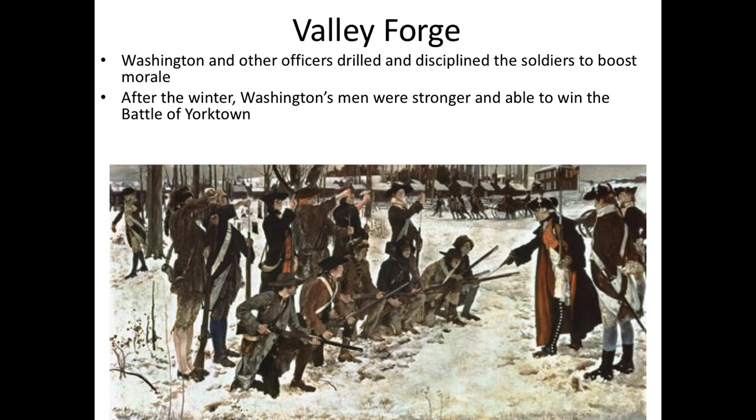So after the winter breaks, Washington's men are going to feel much stronger, much more confident, and ultimately they are going to win some battles once they start fighting again. Ultimately, they are going to win the final major battle of Yorktown, but not without French help. We'll talk again about the French coming up soon.